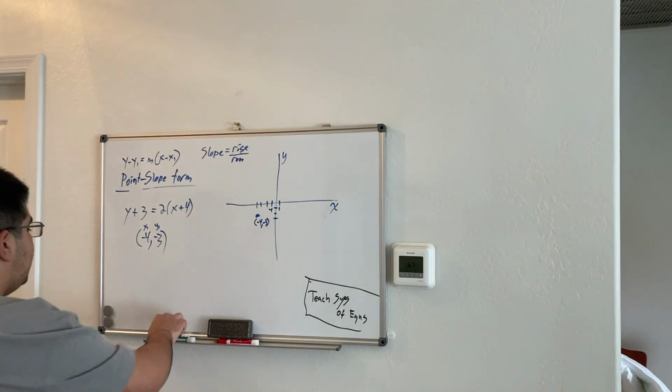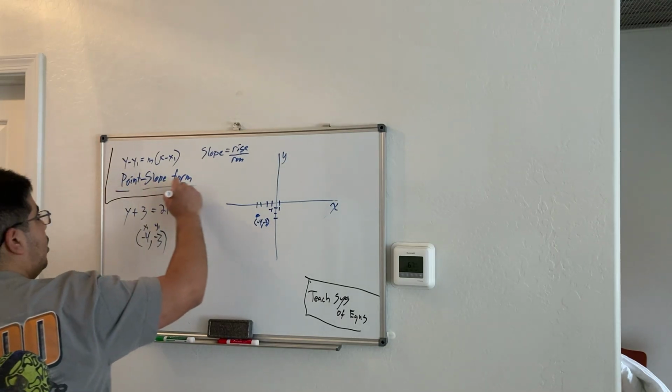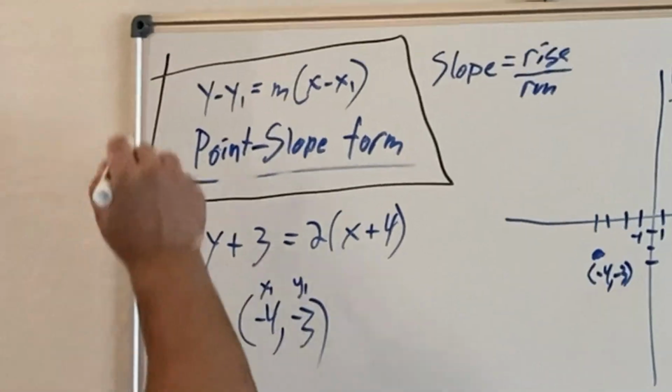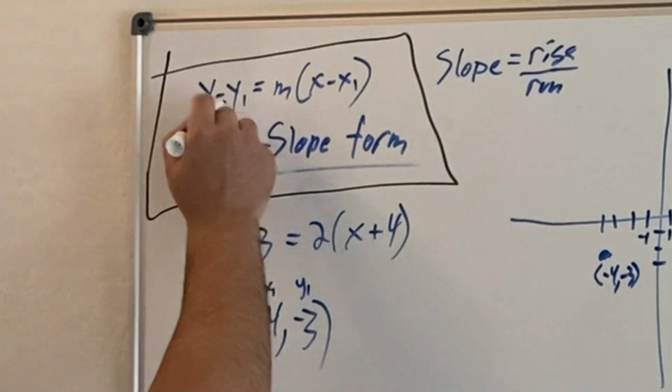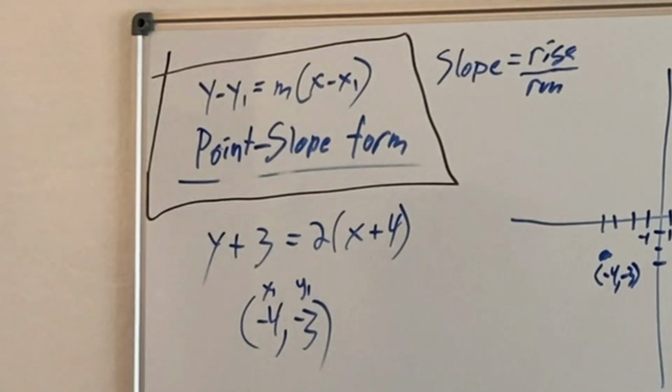So what does that look like? That looks like this. This is the point slope form. I'm going to draw a box around it. Y minus y1 equals m times x minus x1. So that's point slope form. All right.